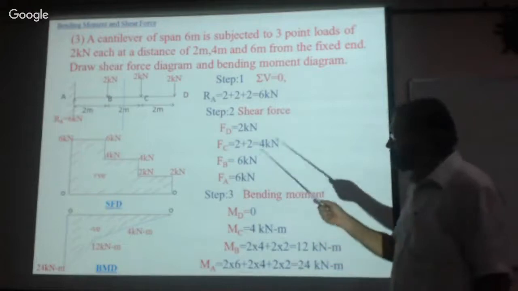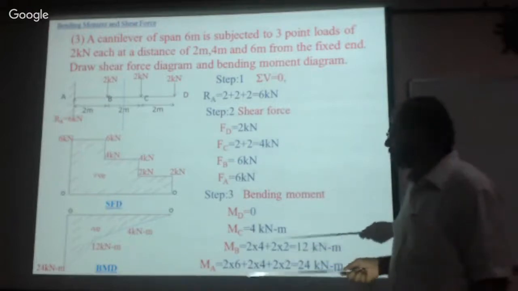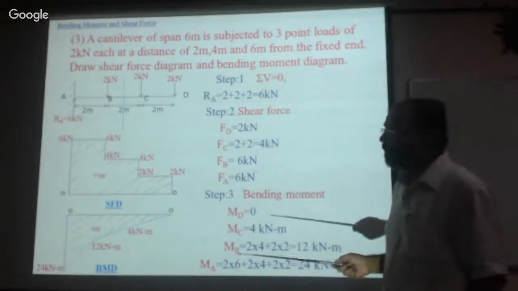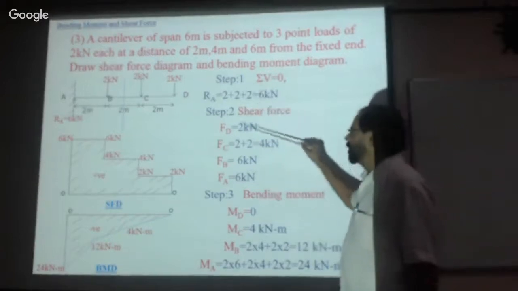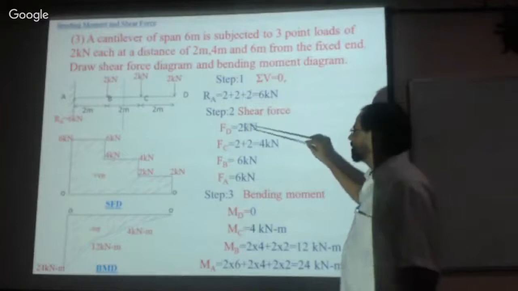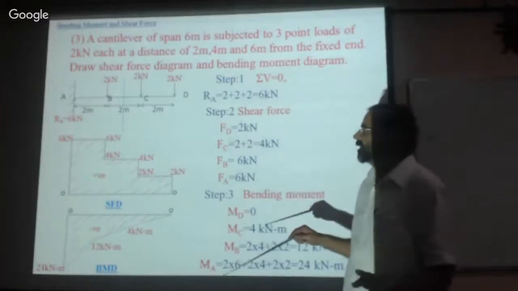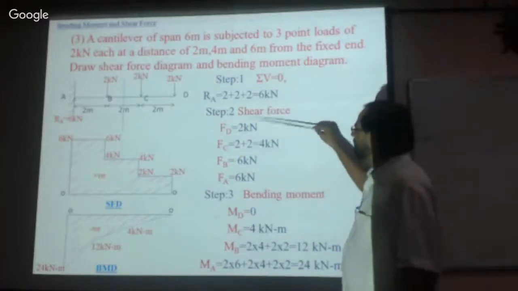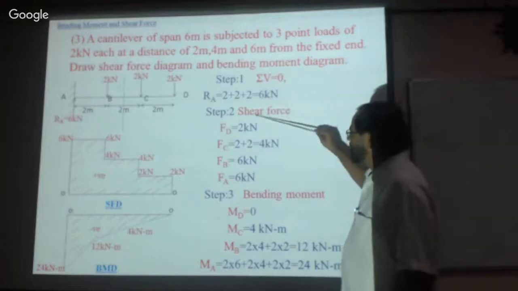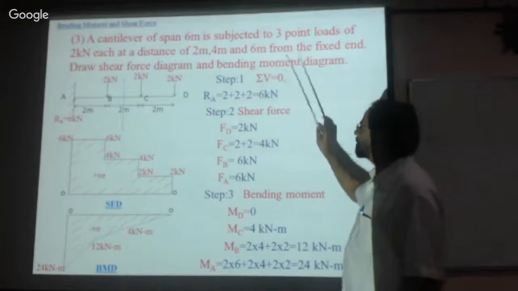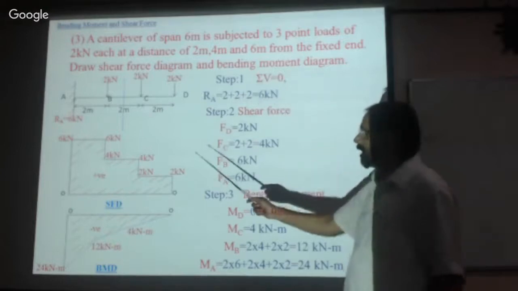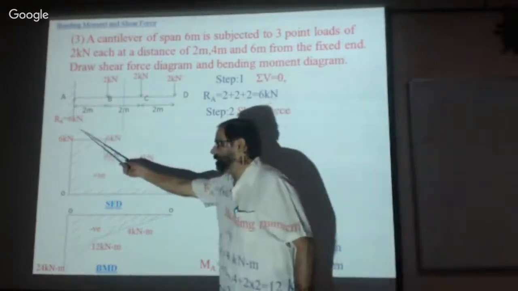Now let us solve the problem. Let us prepare the shear force and bending moment diagram. To prepare them, there are 3 steps we should follow. Don't mix all these 3 steps. They are independent, they are all separate. The first step is always to calculate the reaction.